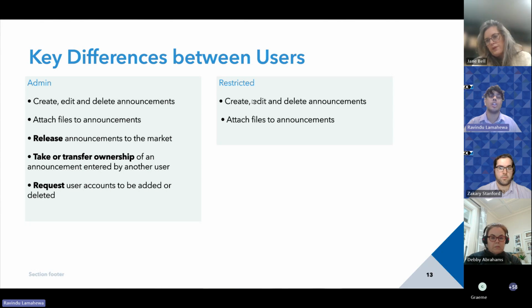Then restricted users don't have as much access. The only thing they can do is create announcements and attach. They cannot release announcements. So take that into consideration when you're setting up MAP users: restricted users can't release, they can only create announcements.